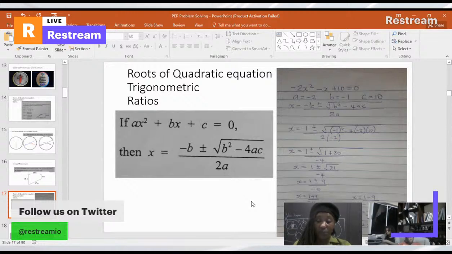What is a, what is b, what is c? We need to know what the values are to substitute into the equation. So a would be the coefficient of the x squared term, and by coefficient I mean the number that is in front of the variable. In the formula here, they are using variables, but bear in mind the a, b, and c normally would be represented by numbers. So a would be the coefficient of the x squared, b would be the coefficient of the x term, and c would be the constant term.